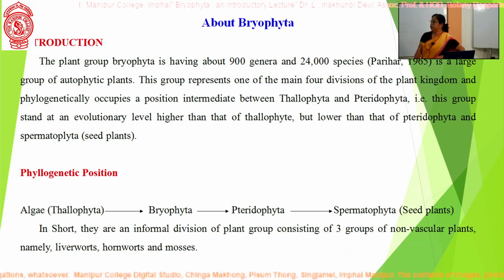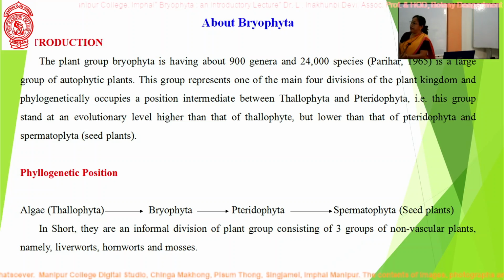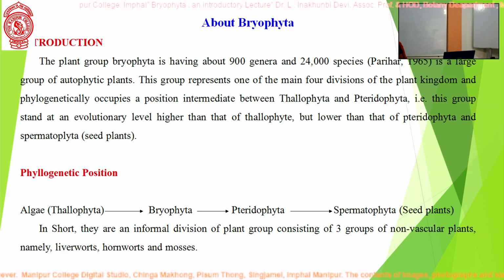Pteridophyta. That is, this group stands at an evolutionary level higher than that of a thallophyte, but lower than that of a pteridophyte and spermatophyta, that is, seed plants. So, the phylogenetic position of Bryophyta is this: Thallophyta represented by these algae, and Bryophyta represented by these plant groups, then Pteridophyta, and then comes Spermatophyta, and these Spermatophyta are nothing but the seed plants.